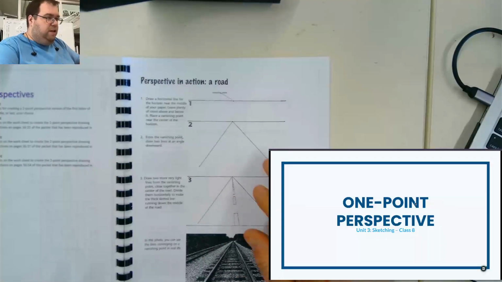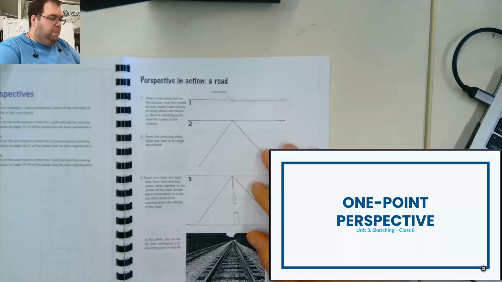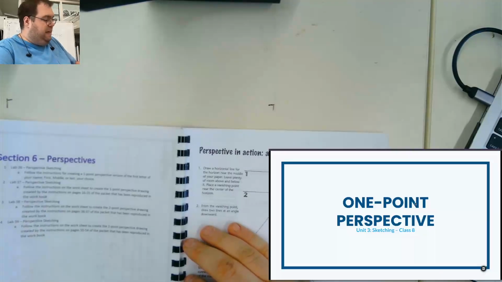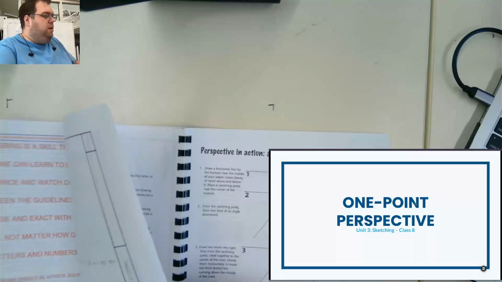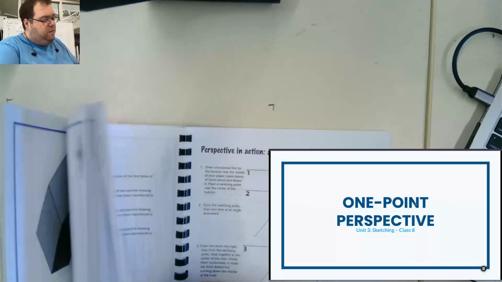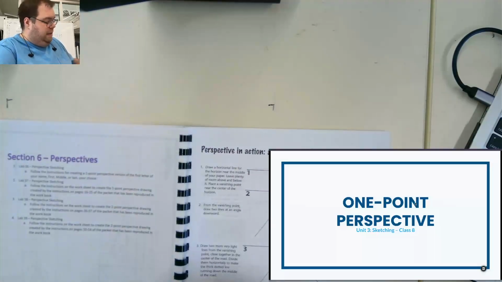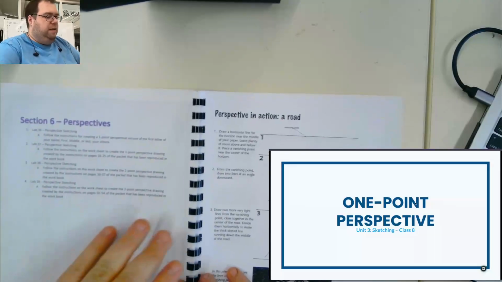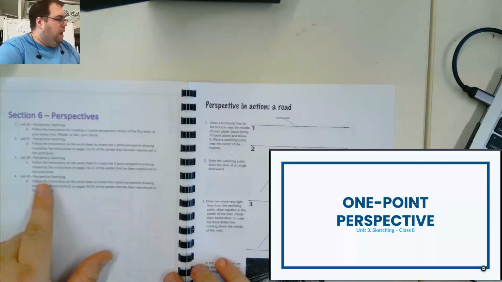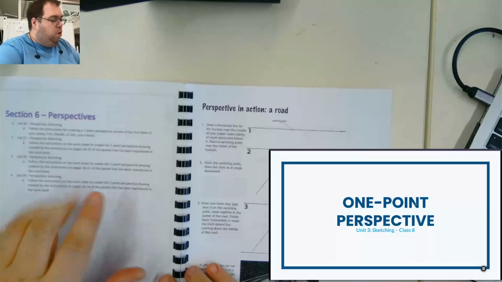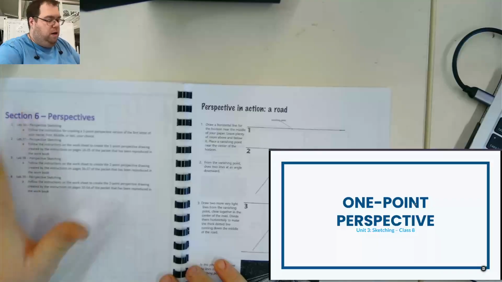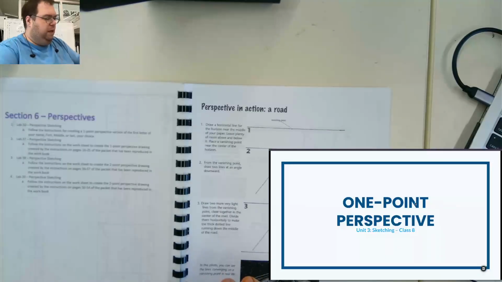Find the page in the workbook that says Perspective and Action, a Road. It is in section 6, which doesn't really help you in finding it because this version of the workbook doesn't have page numbers, which is another thing I'm planning on fixing in the next version of this. But ignore the lab numbers. We're not going to be following the lab numbers in here either, at least for this portion.